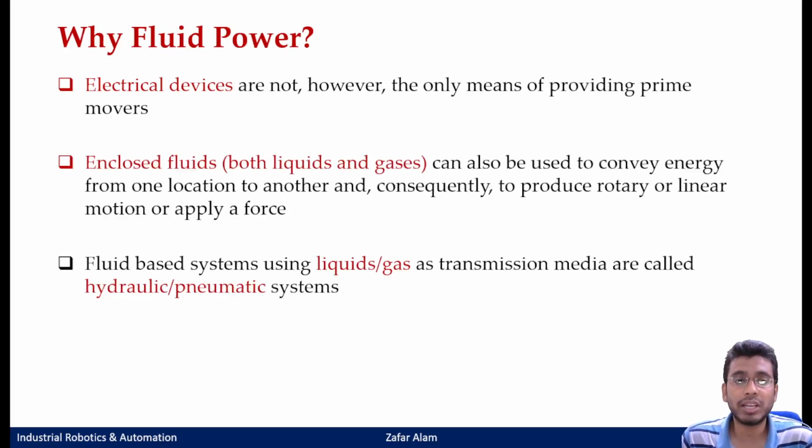What do you have? You also have your enclosed fluids, both liquids or gases. They can be used to convey the energy from one location to the other, or they can be used to produce linear or rotary motion, or to apply forces, which are generally the prime requirement of a prime mover. So all those things can also be achieved by enclosed fluids. Basically, if these fluids are based on liquid, then it is known as hydraulic, and if these fluids are based on gases, or if they employ gas to do the necessary tasks, then we call those systems pneumatic systems.